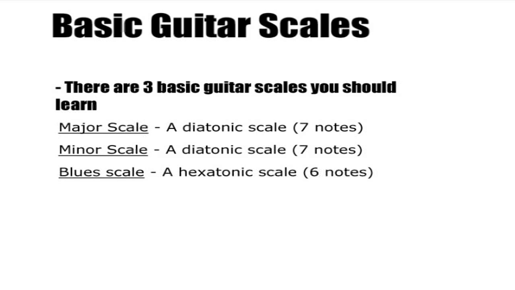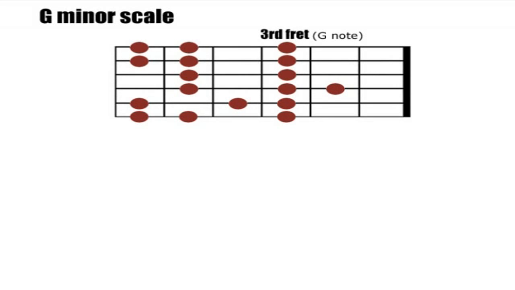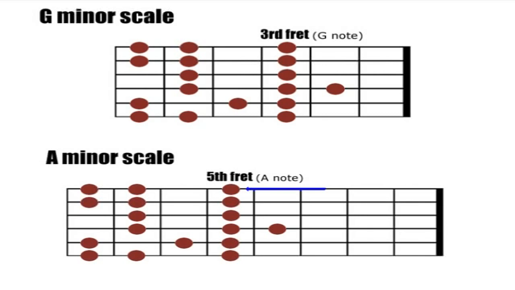We're going to be looking at the basic scale structure. The scale that we're going to have a look at in this lesson is a G minor scale. The G minor scale starts at the 3rd fret. This is a G note. So you can see the basic scale structure. If you wanted to change the key that the scale is in, then you just change the fret that it starts at. The scale structure does not change. So if we wanted to change that G minor scale into an A minor scale, we'd simply move it from the 3rd fret to the 5th fret.